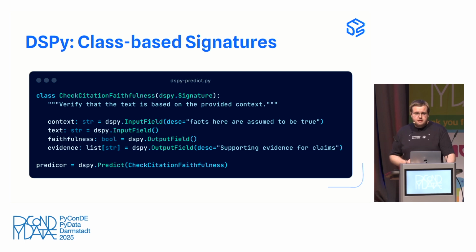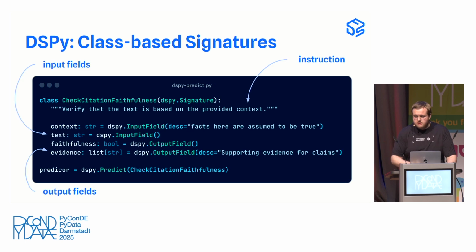Here we are constructing a signature for making the prediction about the faithfulness of the text given some factual context. But in addition to the answer itself, the LLM should also provide the list of supporting evidence. So here we provide our initial instruction as a doc string, and the specifications of the inputs and outputs as the properties. Also, as you can see here, the fields can have optional descriptions.